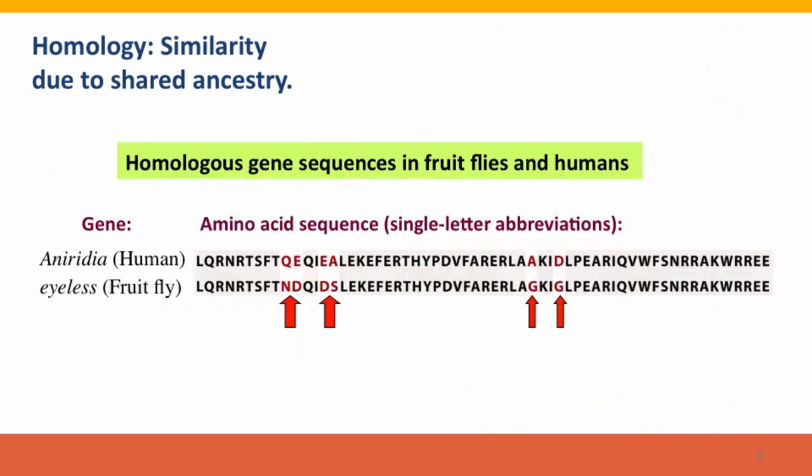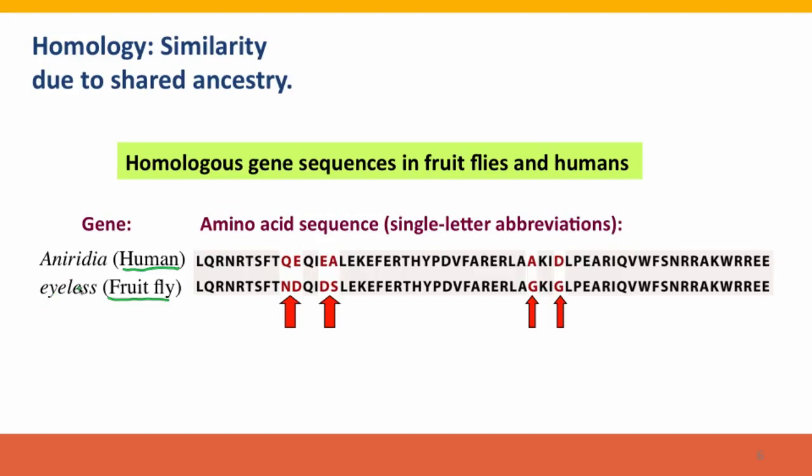We can extend the comparison farther to look at individual sequences. Here are the amino acid sequences of two genes. One gene is the eyeless gene of fruit flies. When this gene is defective, the fly doesn't have any eyes. The other is a gene that was studied completely independently in humans. It's responsible for a disease called aniridia, which is the hereditary absence of eyes.